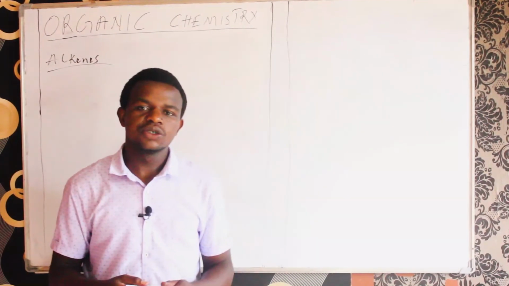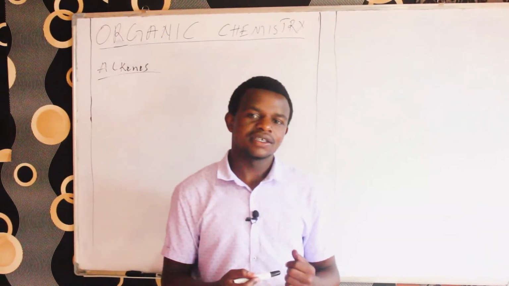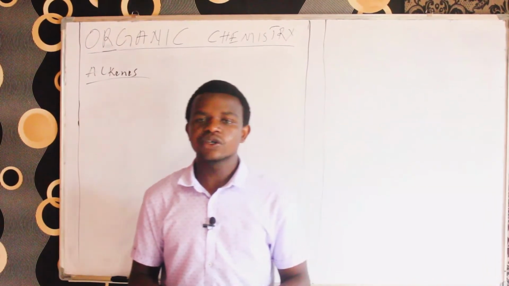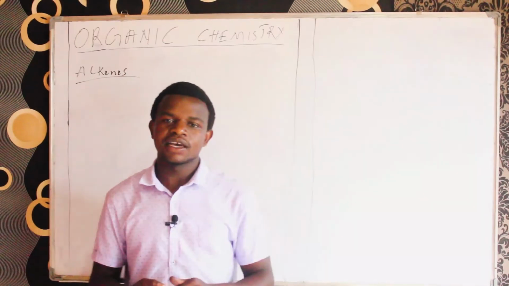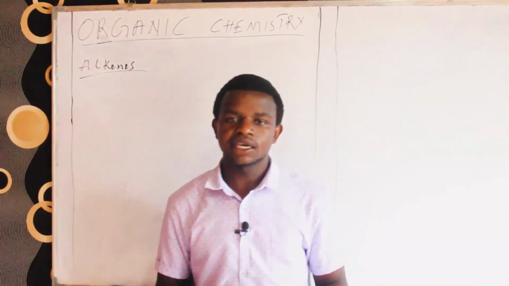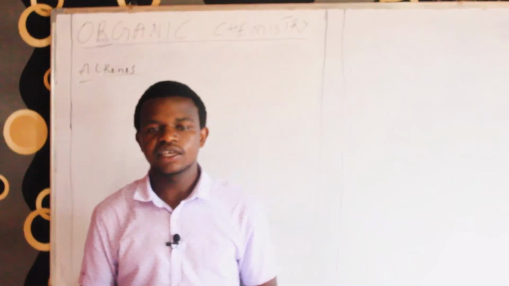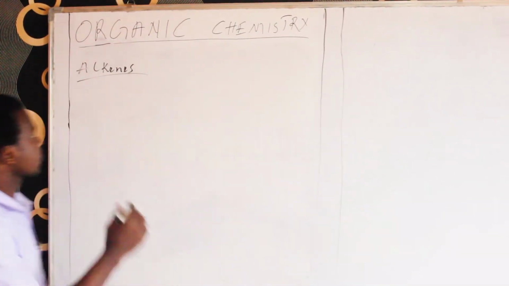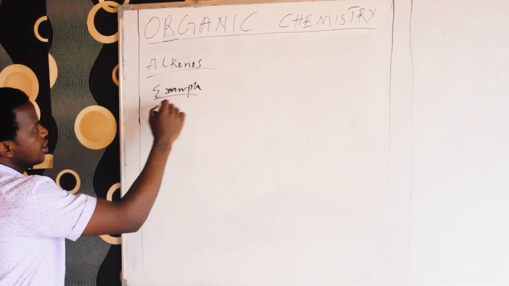So let us continue comparing the different families. And the families that we are comparing, I've said we are comparing the alkanes, the alkenes, the alcohols, and the carboxylic acids. We are just done with the alkanes. So now we are going to look at the alkenes. And an example from the alkenes that I'm going to give you is ethene. So I'm going to use ethene.